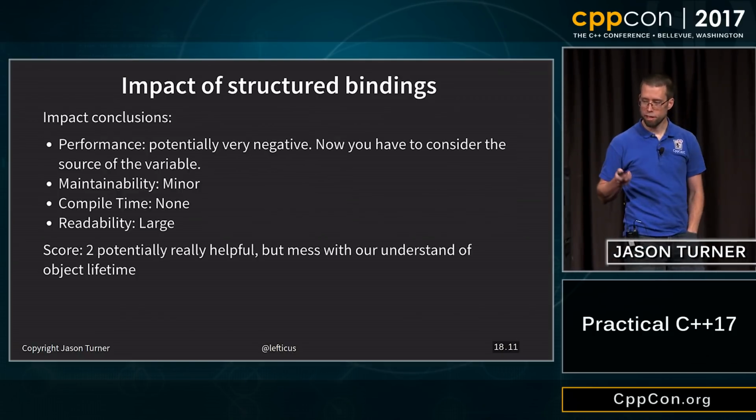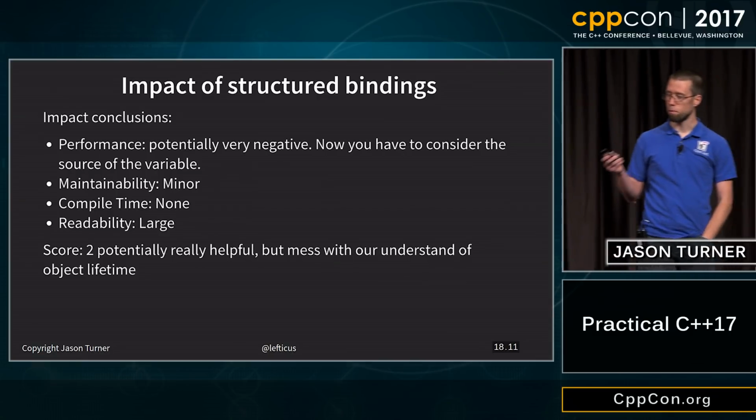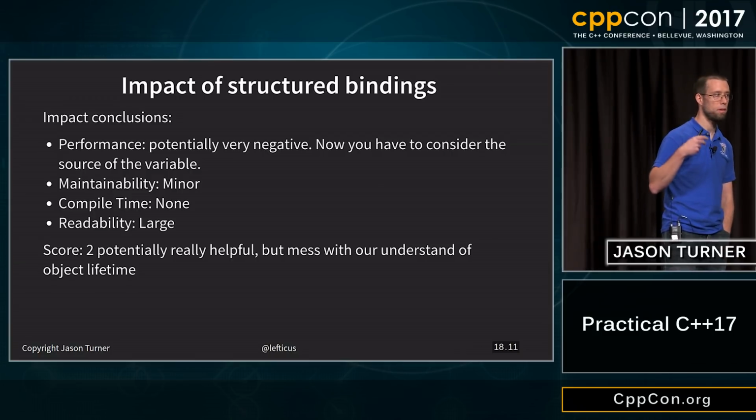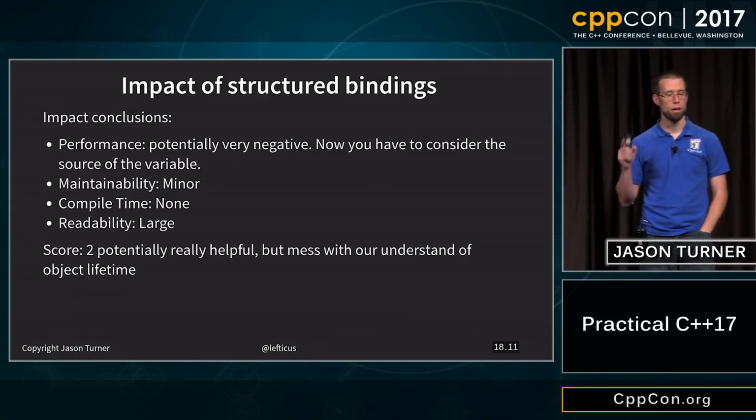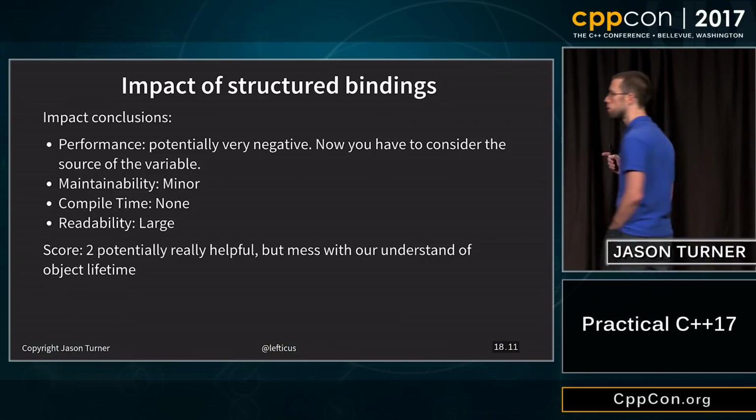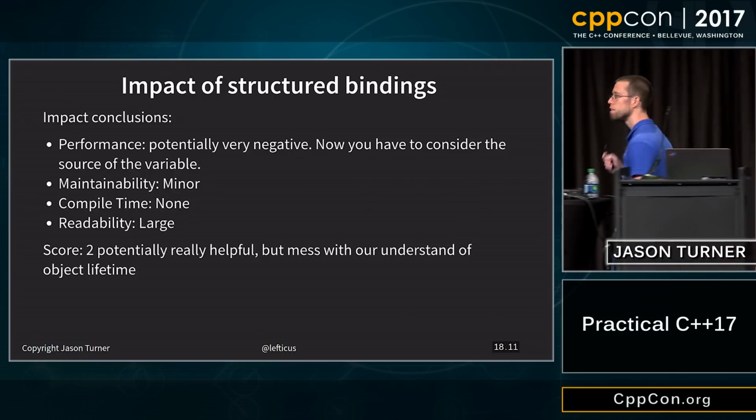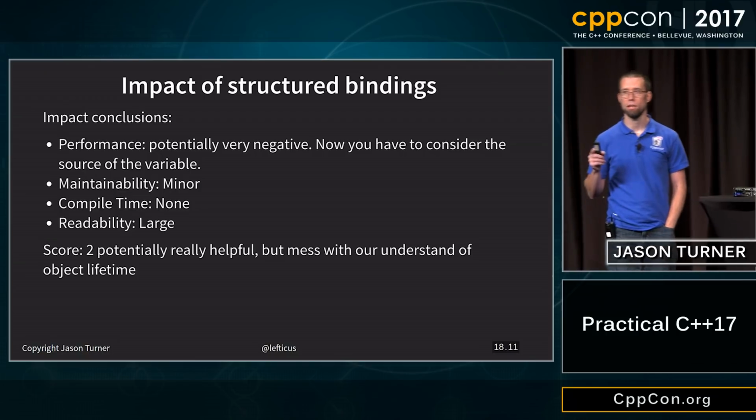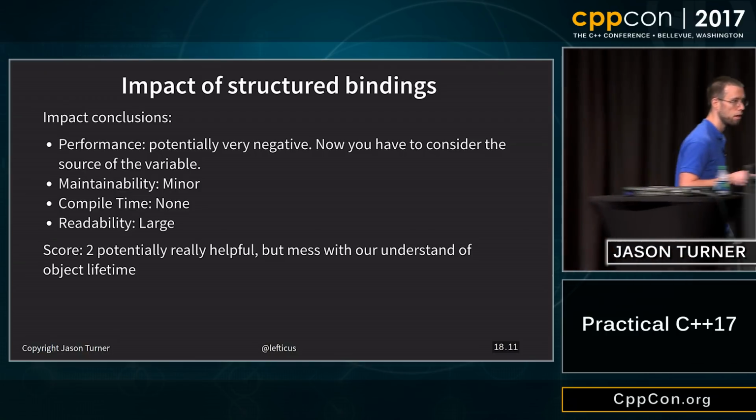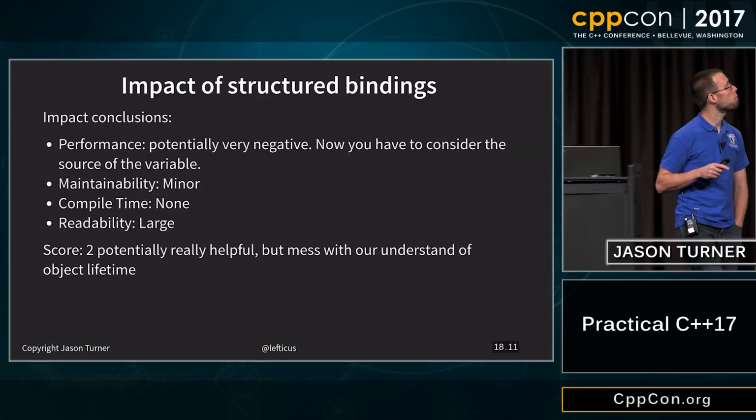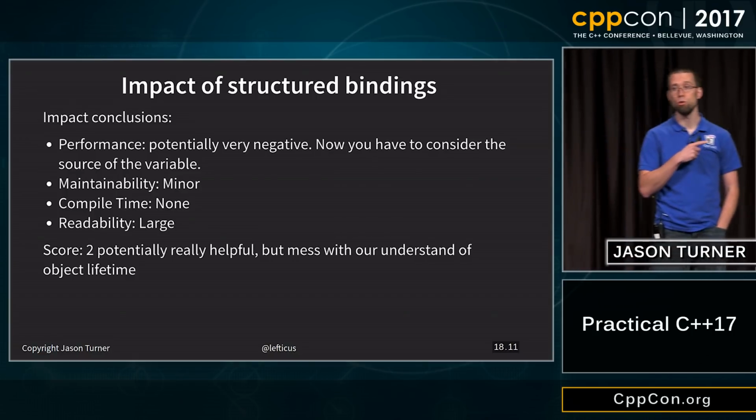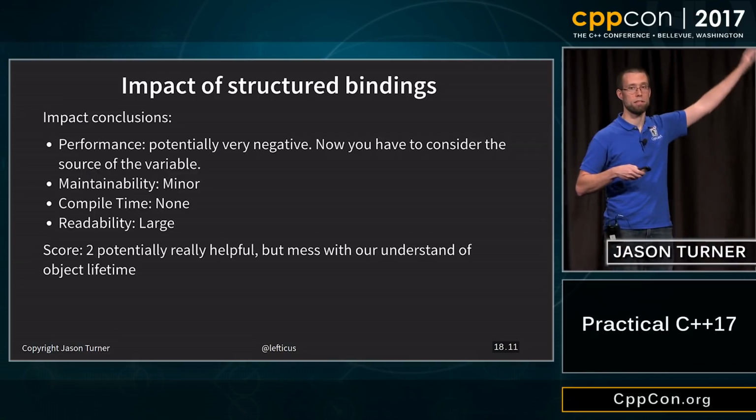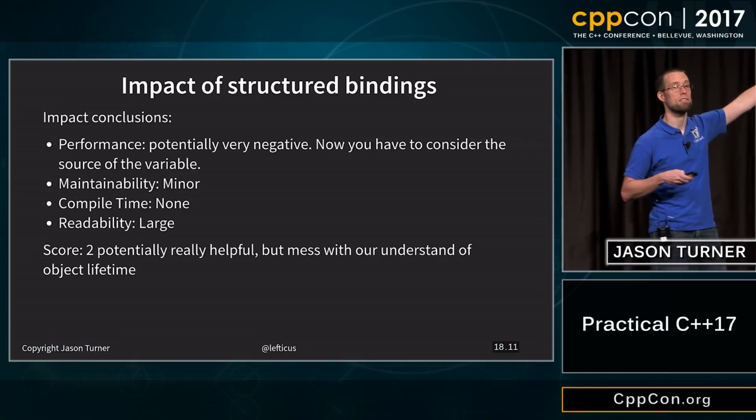So potentially very negative performance impact here, because now you have to consider the source of your variable. In my opinion, in no other part of the C++ language do we have to think about where this variable came from when we're determining how we need to work with it and how we need to return it. Minor maintainability help, potentially huge readability help. So it gets points, and like I said in my scoring system that I didn't reveal to you, it now has a score of 2.